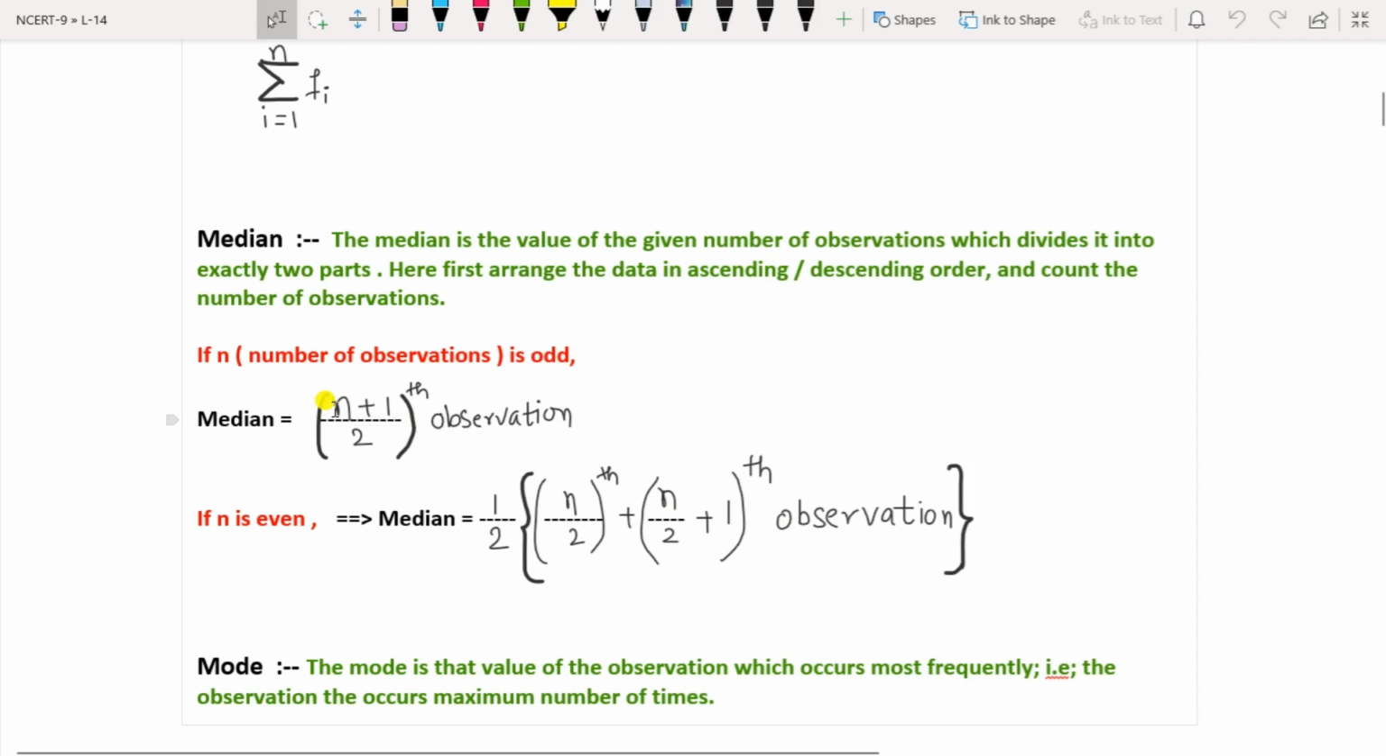Now for odd, if suppose the observations are 7, then it becomes 7 plus 1 upon 2, that is 8 upon 2, that is the 4th observation. So when you have arranged the numbers in ascending order, the 4th number is your median. Now for even, if the number of observations is 10 suppose, then 10 by 2 is the 5th observation and 10 by 2 plus 1, that becomes 5 plus 1, is the 6th observation. So in the given observations you have to count which is the 5th and the 6th observation. Write those observations here, add them and then divide by 2, then you get the median. So this is the way to find the median.